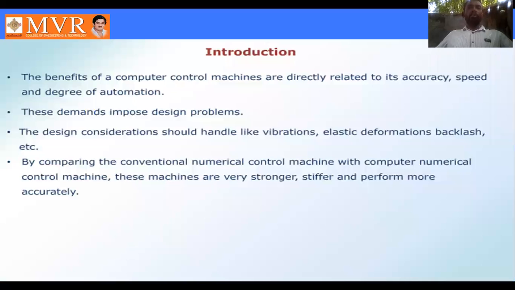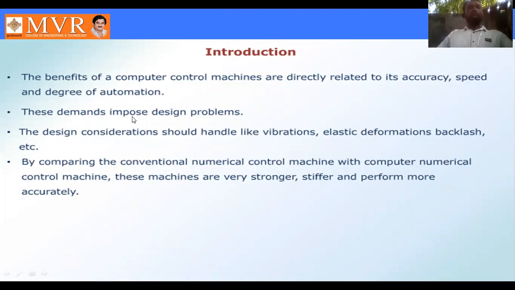Computer numerical control system, introduction. The benefits of computer numerical control machinery are directly related to its accuracy, speed, and degree of automation. So that is the main benefit of computer numerical control systems: accuracy, speed, and degree of automation.